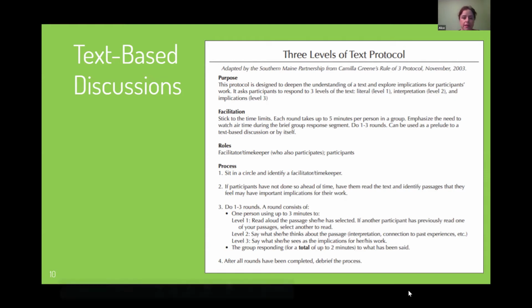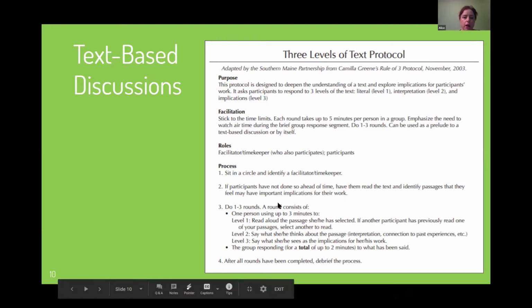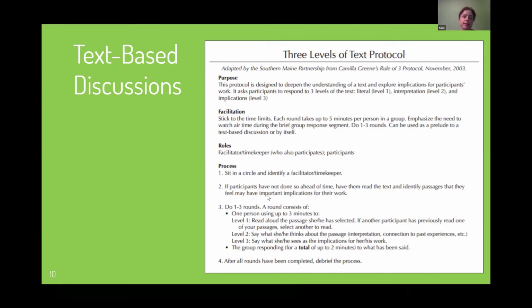What happens in this protocol is participants get a few minutes to scan the text, and sometimes they get the reading ahead of time if it's lengthier. They scan the text and take note of places in which they can see the implications for their own work. And then we go in rounds.